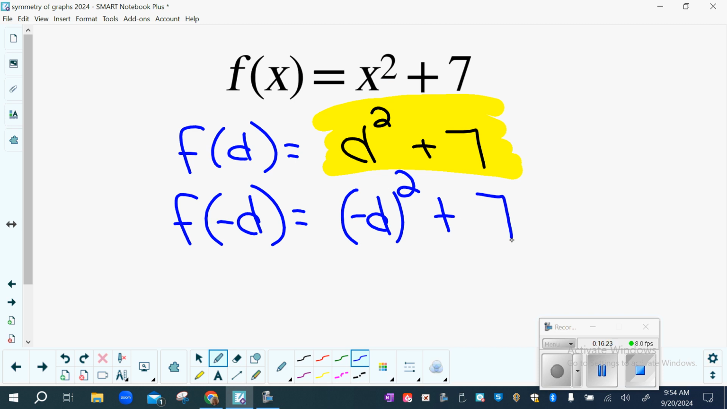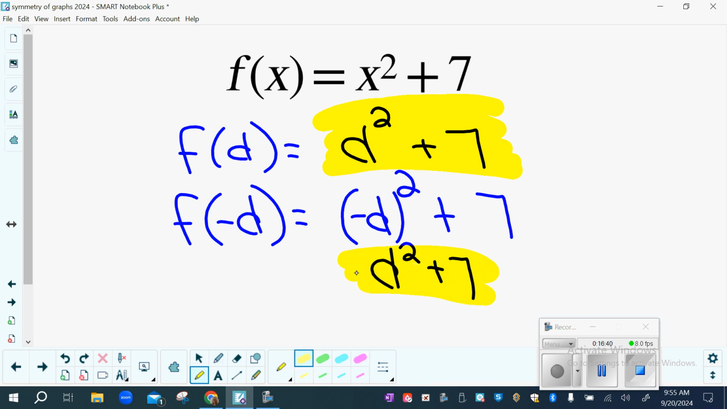Now, some of you right away are going to say, hey, negative D and negative D, those negatives are going to go away. And I am going to just get plain old D squared plus 7. Hey, wait a second. That's exactly where I wanted to go, and I'm done.